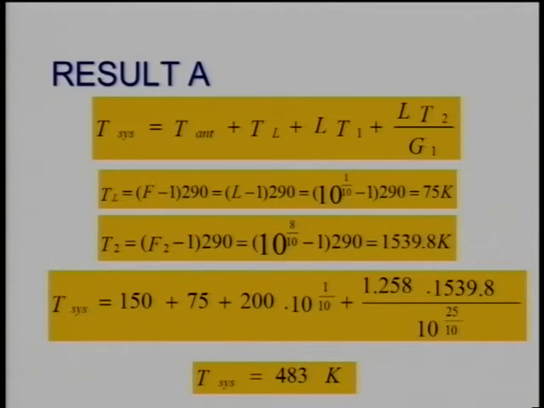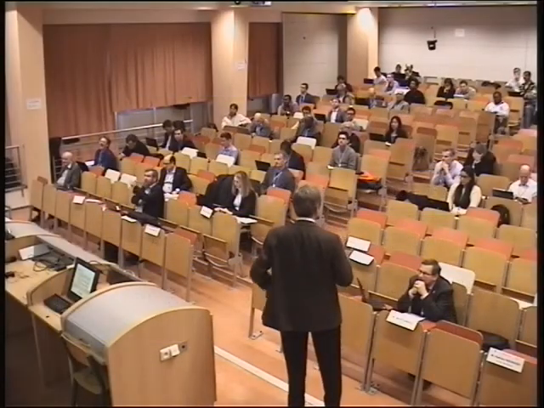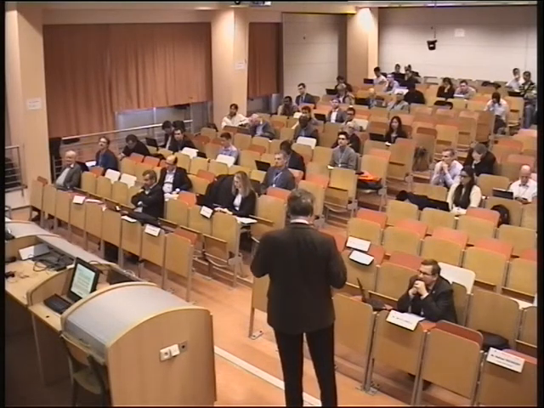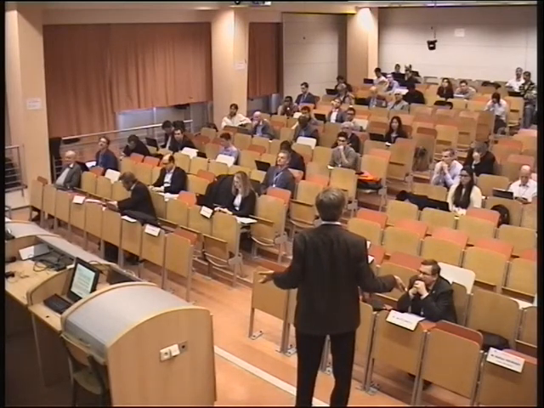So first we calculate the noise contribution by the lossy line. This is (L minus 1) times 290. Careful. We have to make the anti-log, because when it's expressed in dB, we have to make it into ordinary numbers. So the anti-log is 10 to the power of the loss divided by 10, 1 dB. So it's (10 to the power of 1 over 10 minus 1) times 290, so it's 75 Kelvin. So 1 dB is not very much, but this already contributes significantly, 75 additional Kelvin.